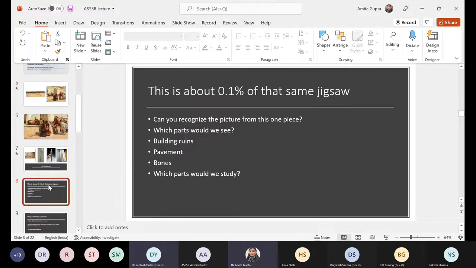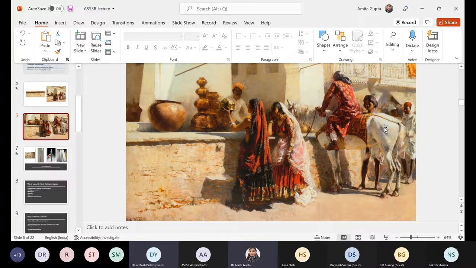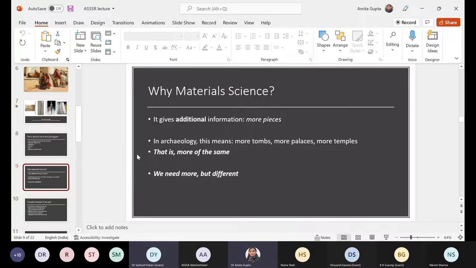So you need to read more and more. What type of building ruins can you see? What type of pavements can you see? Can you see the bones? Which parts would you study, or which part do we study for this picture, for this civilization? These are the major questions. And why are we going to use material sciences to study this picture? These are the particular questions which we will solve by the material sciences.